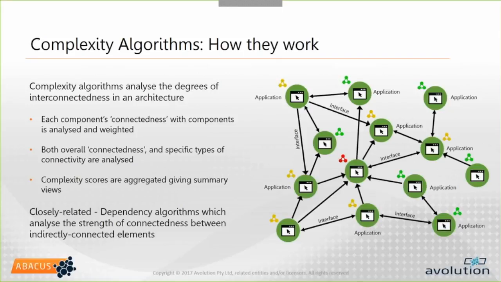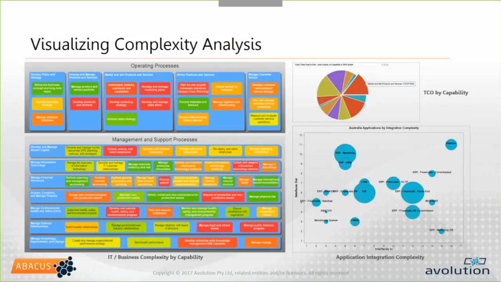So I've got an example here. I've got some applications, and those applications have interfaces. In this case, we're rating those applications by how heavily integrated they are through interfaces with other applications. Again, we can aggregate those views up. And just to show you another example of the kind of analysis views we can create, sometimes the simplest views are the most powerful ones.